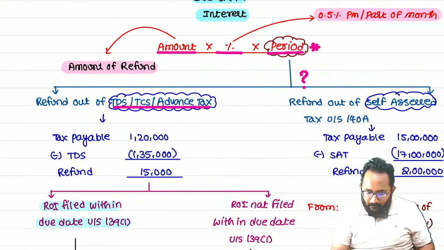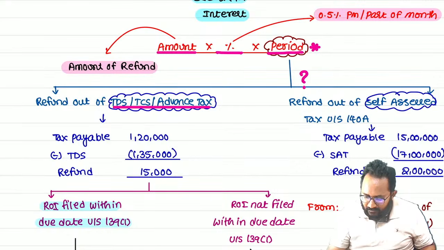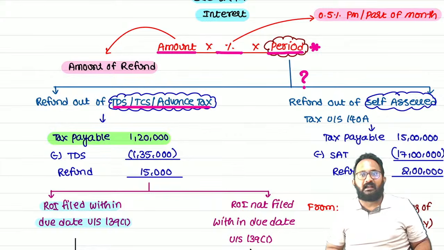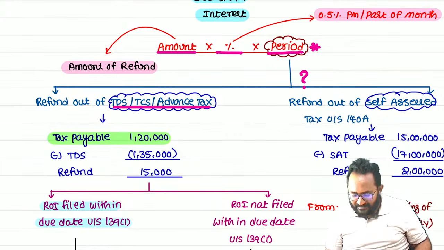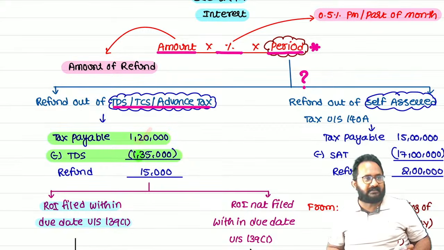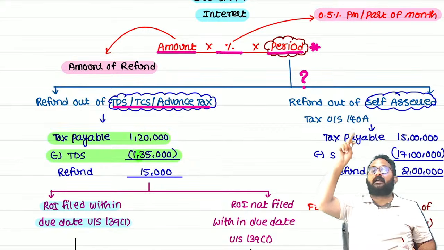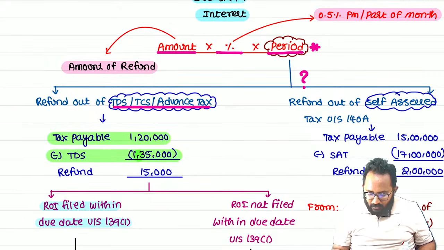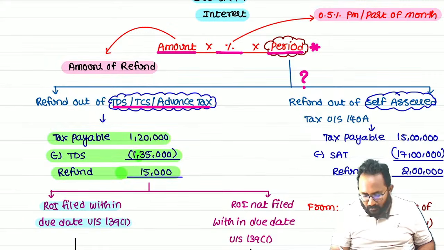Suppose our tax payable is 1,20,000. In the previous year, how much TDS was deducted in my hands? 1,35,000. In the assessment year, my tax is 1,20,000, but already 1,35,000 TDS was deducted in my hands. Now this amount you will get as a refund.